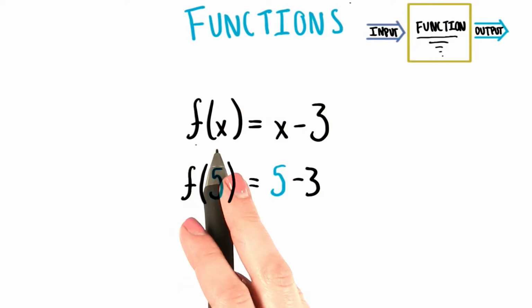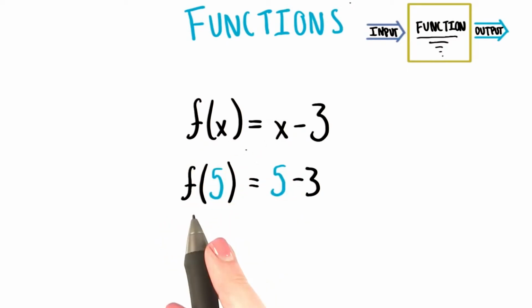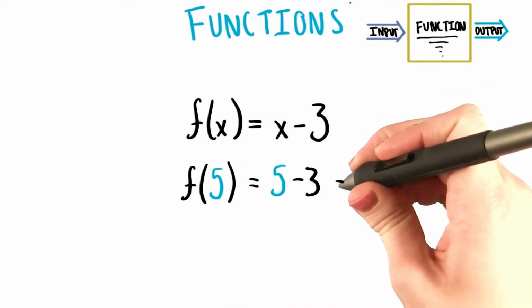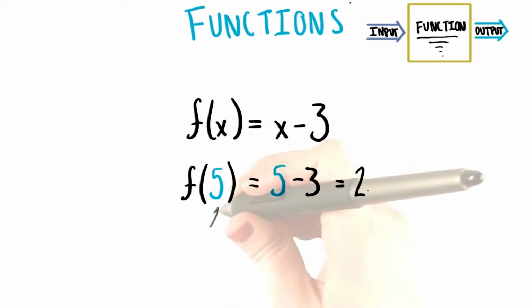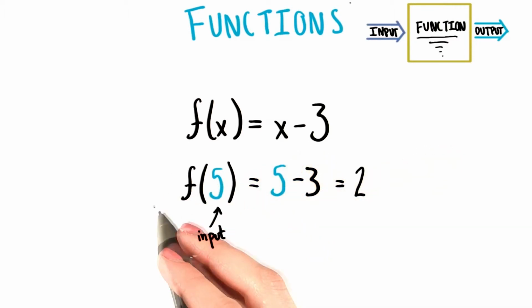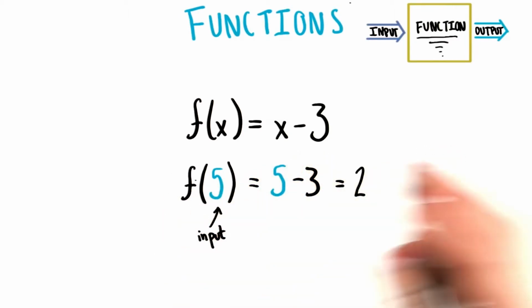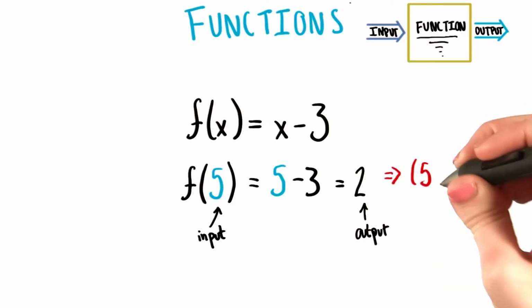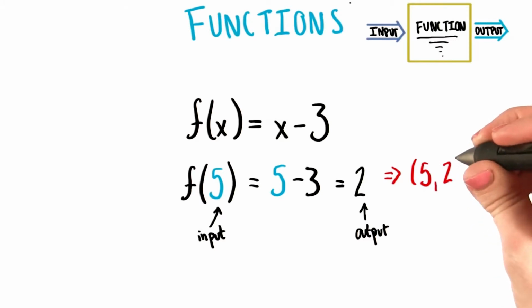We started off with f of x equals x minus 3, and that means we know that f of 5 is equal to 5 minus 3. We can evaluate this to see that f of 5 is equal to 2. So 5 here is our input, and when plugged into this function, the function relates the input of 5 to an output, which in this case is 2. This, in fact, creates a point for us. We can now plot the point (5, 2).